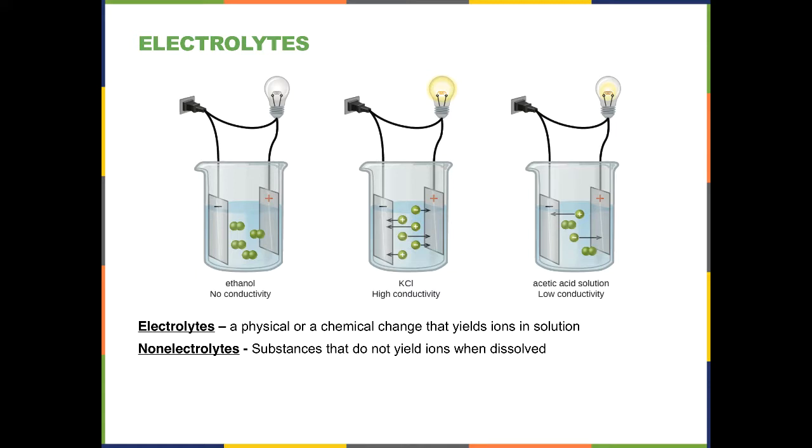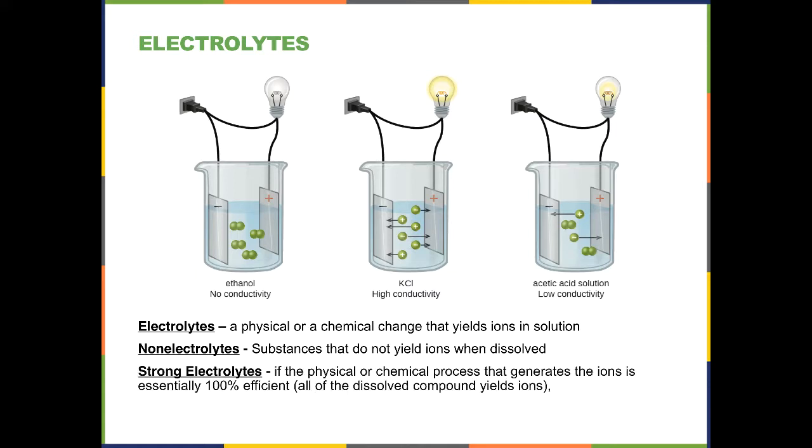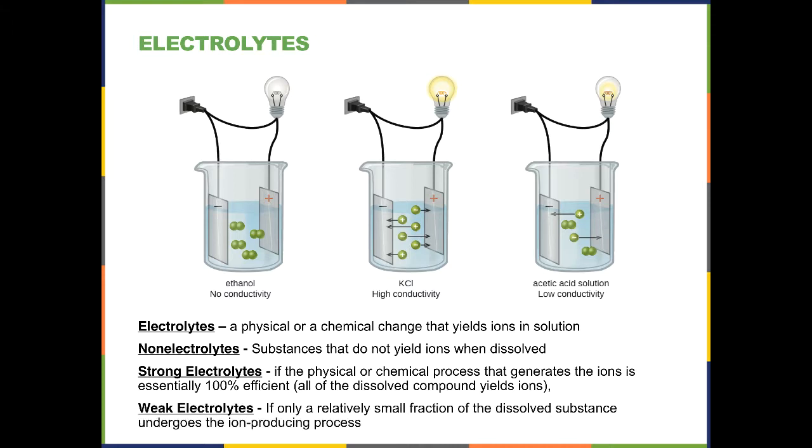In the middle, you have a situation of strong electrolyte formation. And this is a situation where, with the physical chemical process, it generates ions, and in general, virtually 100% of the molecules, in this case potassium chloride, become potassium ions and chloride ions. And then on the right here you have the third situation, which is weak electrolyte formation. In that case, only a small fraction of the molecules become ions, and the rest remain intact molecules. And in that case, the conductivity occurs, but it is low.